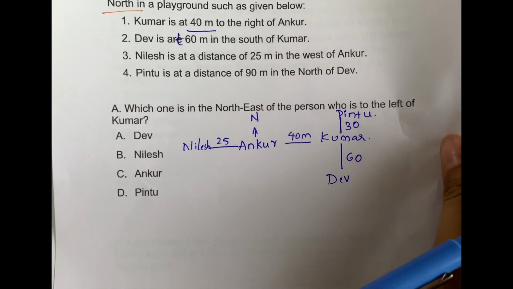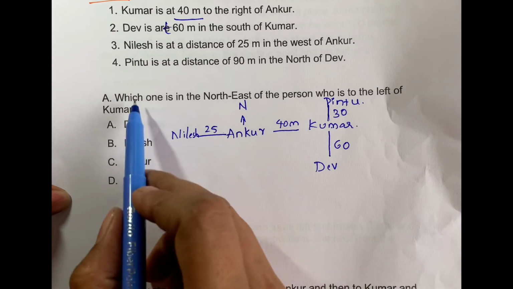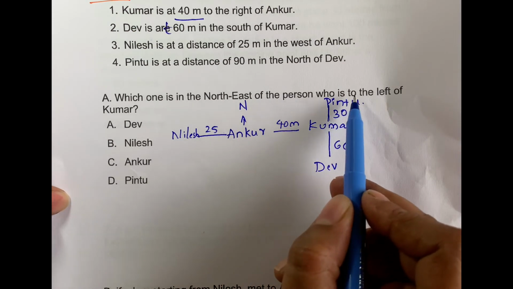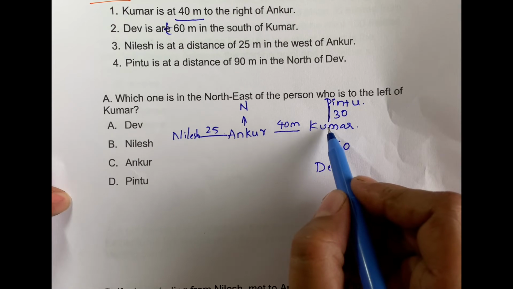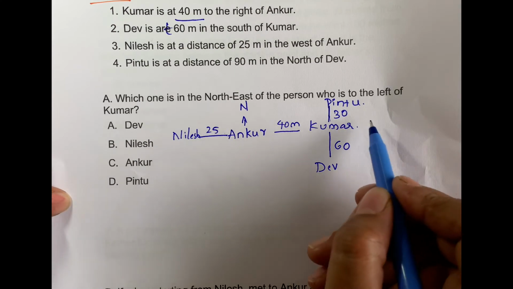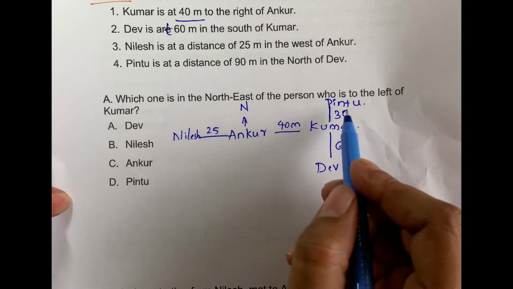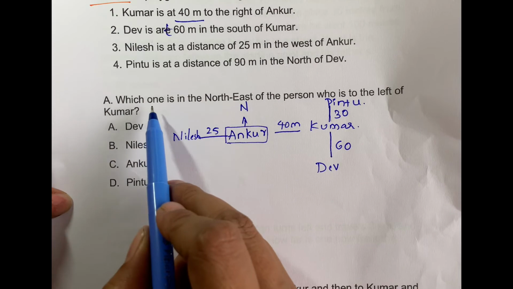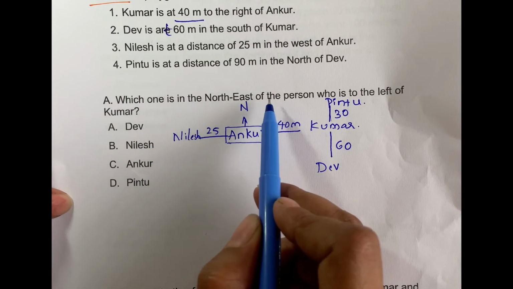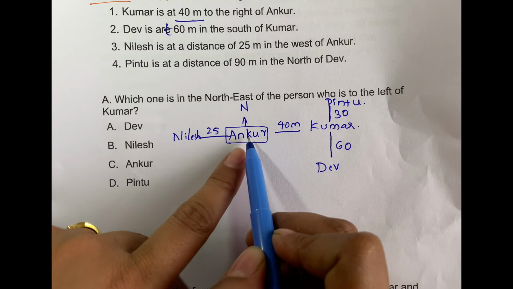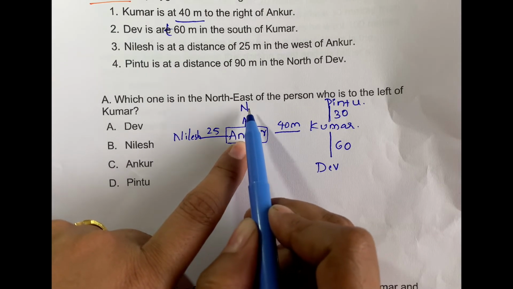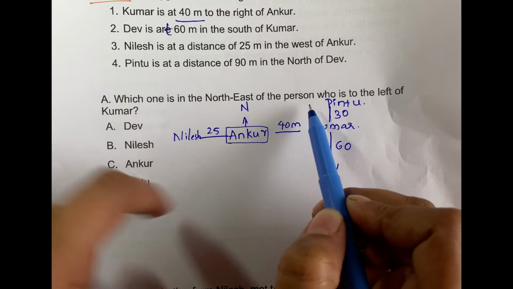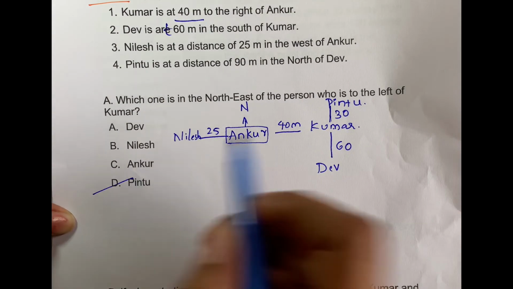Now, let's move on to question number A of this. Which one is in the northeast of the person who is to the left of Kumar? So Kumar is here. Kumar is facing north. So right is this side, left is this side. Left of Kumar is Ankur, isn't it? So let's take Ankur as the center. What they've asked is, which one is in the northeast of Ankur? Since Ankur is here, northeast is, this is east and this is north. So who is in the northeast? Pintu is in the northeast. So Pintu is the answer.